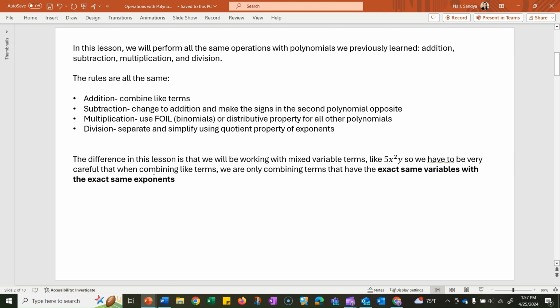So in this lesson, what we're going to do is basically perform all the same operations with polynomials that we've been previously talking about. So addition, subtraction, multiplication, and division. And remember, the rules are all the same.